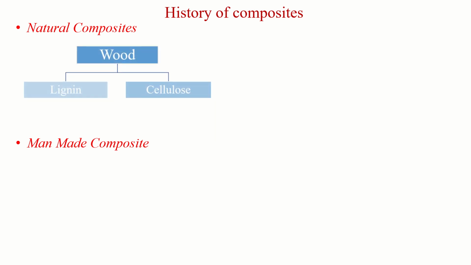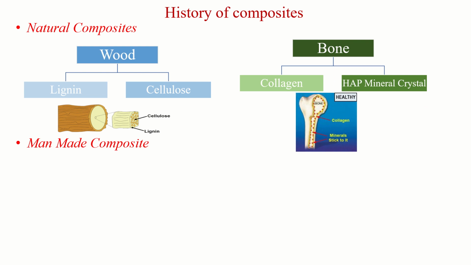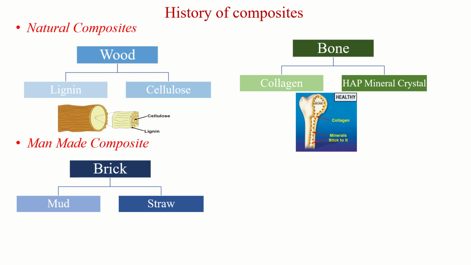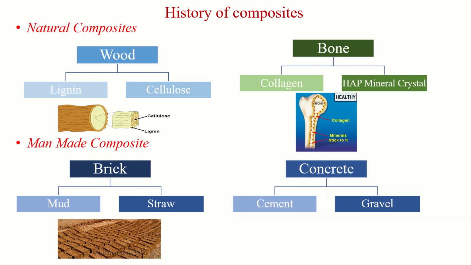What do we see in day-to-day life? Wood. Wood is actually made of lignin and cellulose. Then bone. Bone is made up of collagen and HAP mineral crystals. These act as matrix and reinforcement. These are the two major natural composites available. And what are the major man-made composites in the starting stage? In ancient days we created bricks; nowadays we have different bricks for building construction. Bricks are made up of red mud or hollow blocks, and interlock blocks and many others have been invented nowadays. But in ancient days, we had bricks made up of mud and straw. Then concrete, which is made up of cement and gravel.